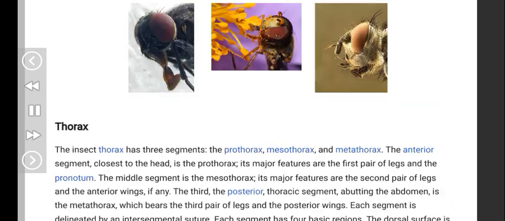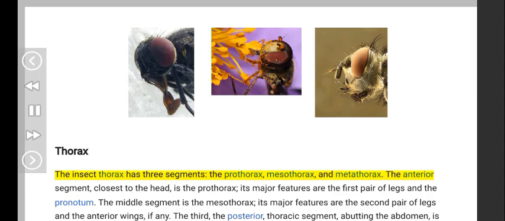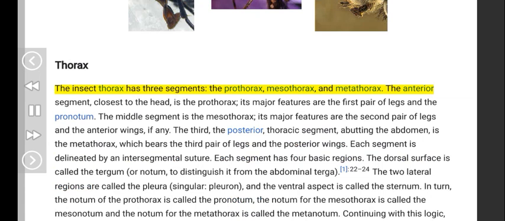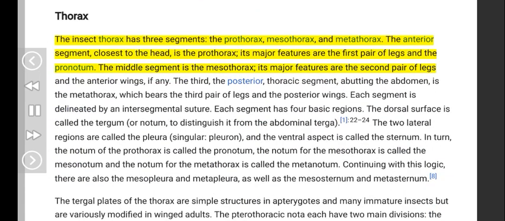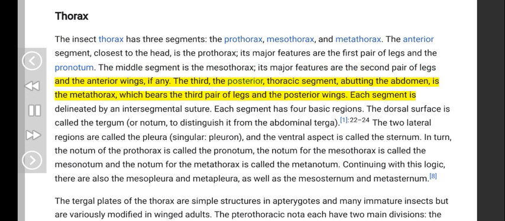Thorax. The thorax has three segments: the prothorax, mesothorax, and metathorax. The anterior segment, closest to the head, is the prothorax. Its major features are the first pair of legs and the pronotum. The middle segment is the mesothorax. Its major features are the second pair of legs and the anterior wings, if any. The third, the posterior, thoracic segment, abutting the abdomen, is the metathorax, which bears the third pair of legs and the posterior wings. Each segment is delineated by an intersegmental suture.